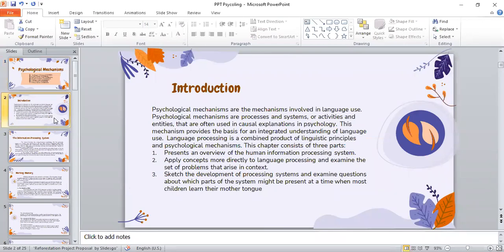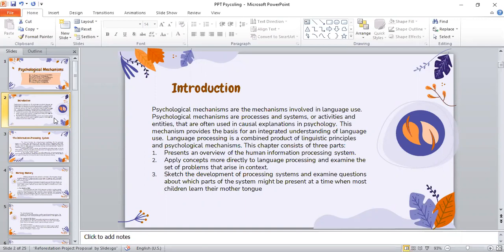Okay, thank you, Lulu. Introduction. Psychological mechanisms are the mechanisms involved in language use. Psychological mechanisms are processing and systems or activities and entities that are often used in causal explanation in psychology. This mechanism provides the basis for an integrated understanding of language use. Language processing is a combined product of linguistic principles and psychological mechanisms.